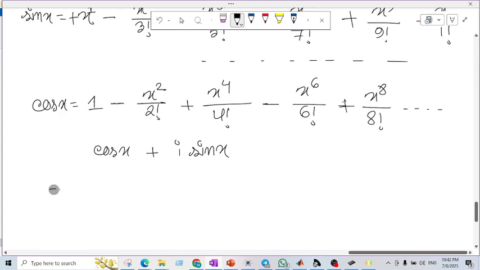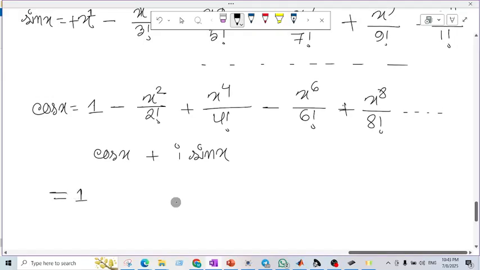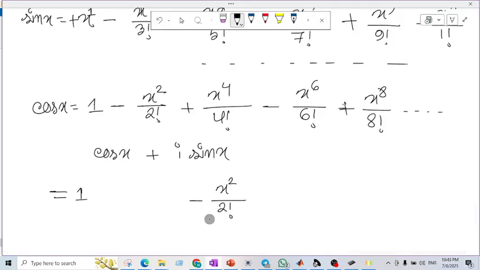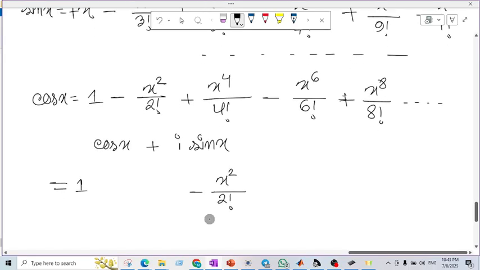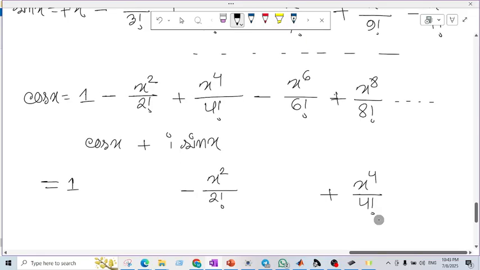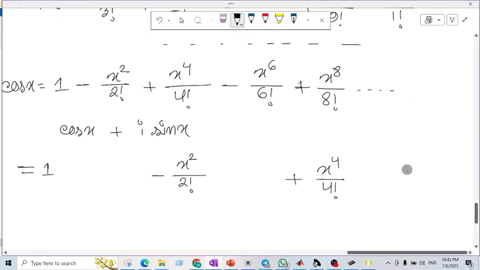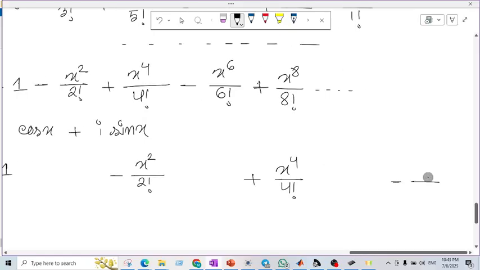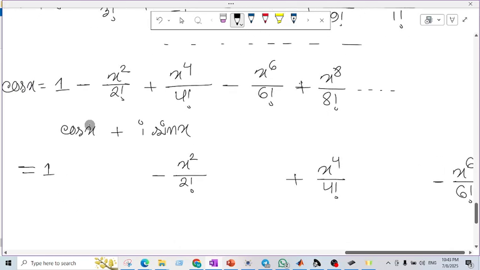Okay, cos x plus i sin x. Let me first write the value of cos x here. So cos x is equal to 1 minus x squared divided by 2 factorial, then plus x to the power 4 divided by 4 factorial, then minus x to the power 6 by 6 factorial. So this is the value of cos x.